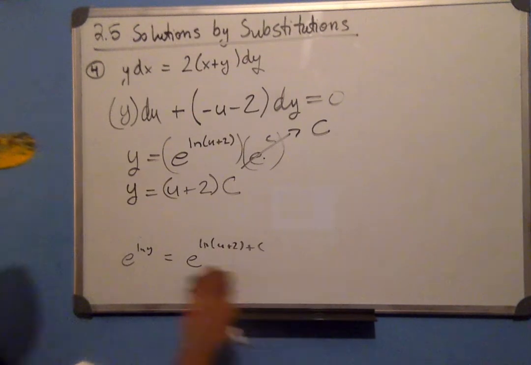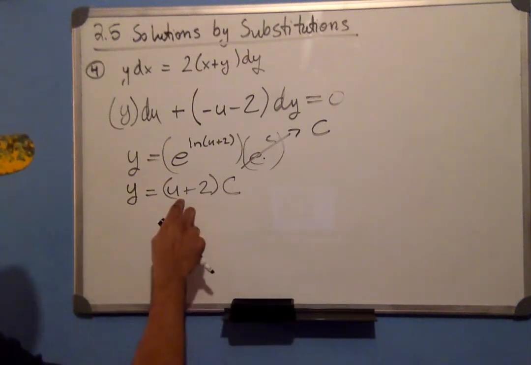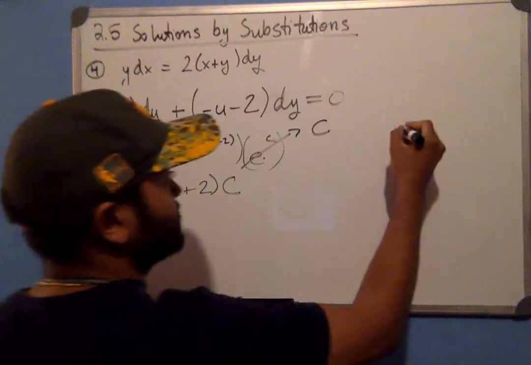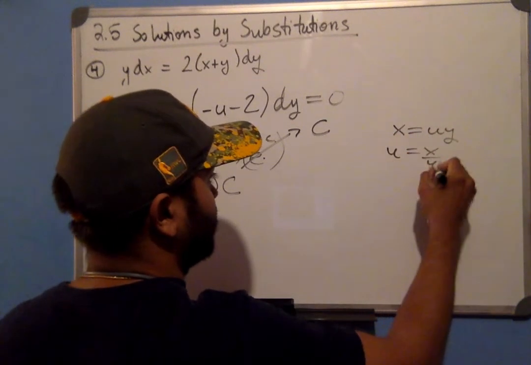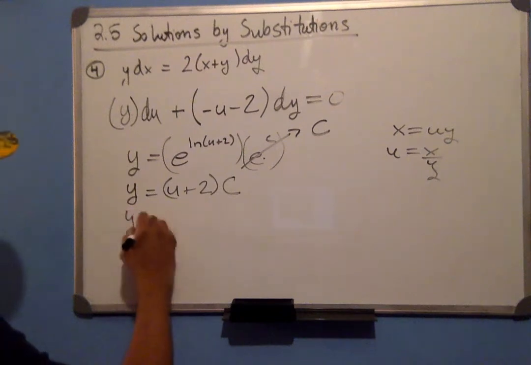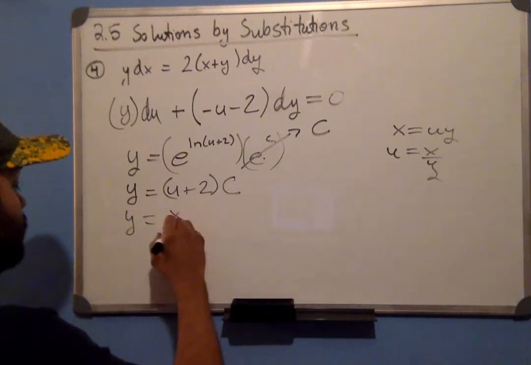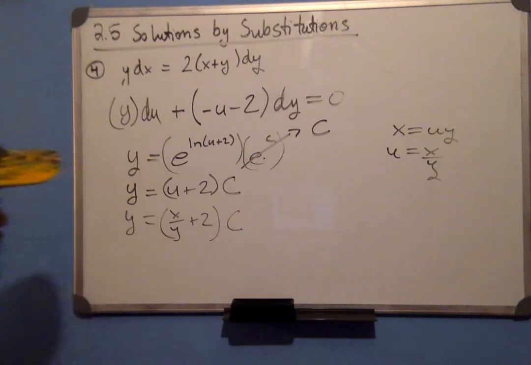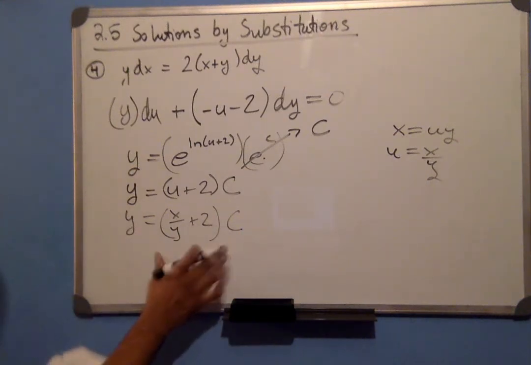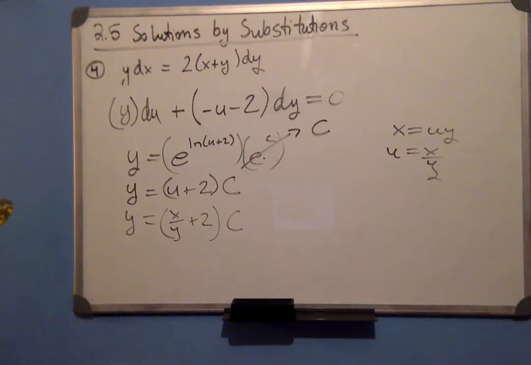Okay, so then what I could do is also bring back that initial u substitution that I did. So since I said that x was equal to uy, I could say that u is equal to x over y. All right, so y is equal to x over y plus 2 all times c. And you could very well leave the answer like this, but if we wanted to simplify for y to keep it alone over here, what we could do is the following.